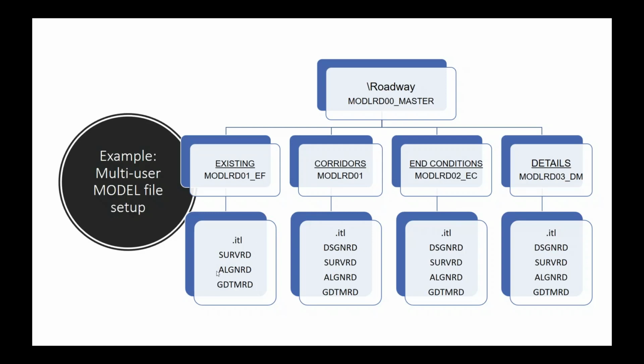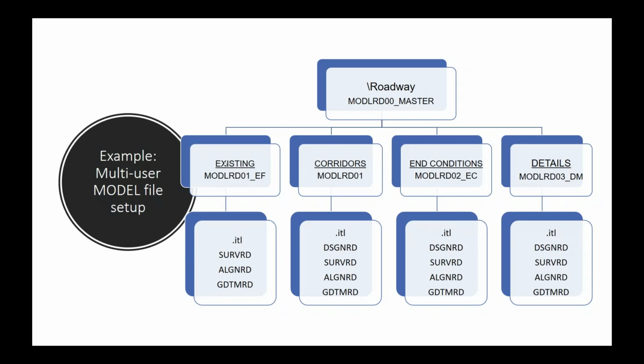The other thing is that you're going to want to make sure that you store any of your proposed alignments, profiles, and superelevation in a separate alignment file. I know some people like to do it in the DSGN RD file, but honestly, to protect and lock down those controlling alignments, I strongly recommend that you save them in an alignment file and use that as a reference file, even to your DSGN file, and for that matter, your corridor files as well.